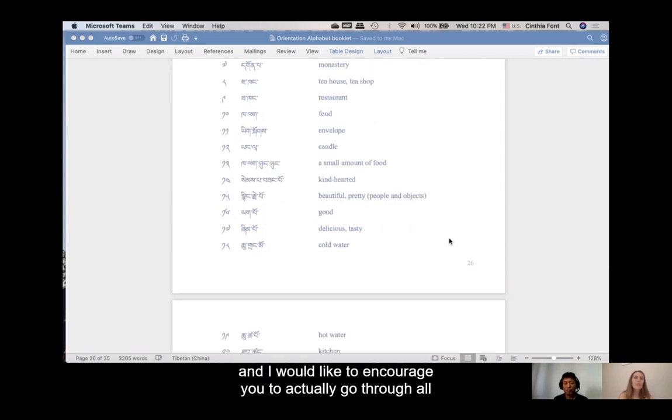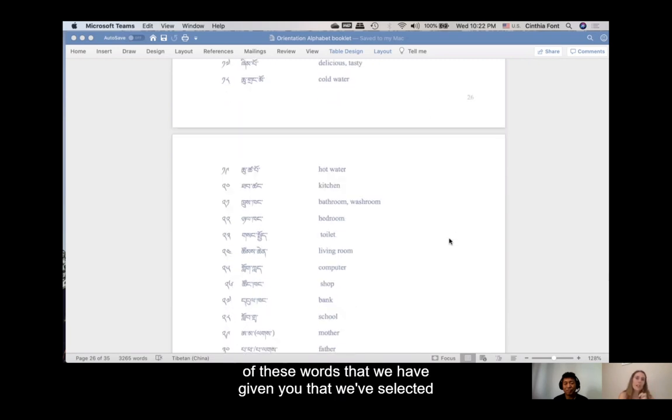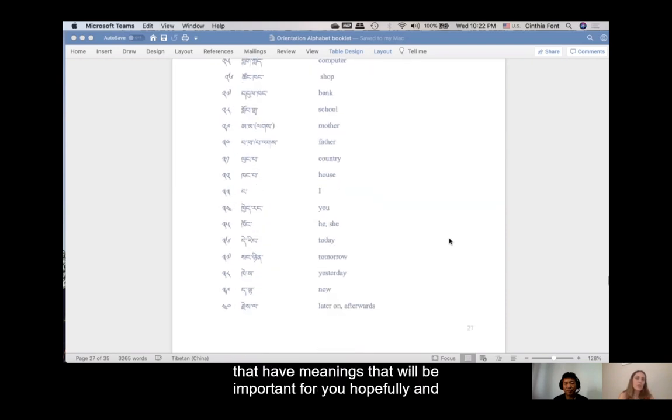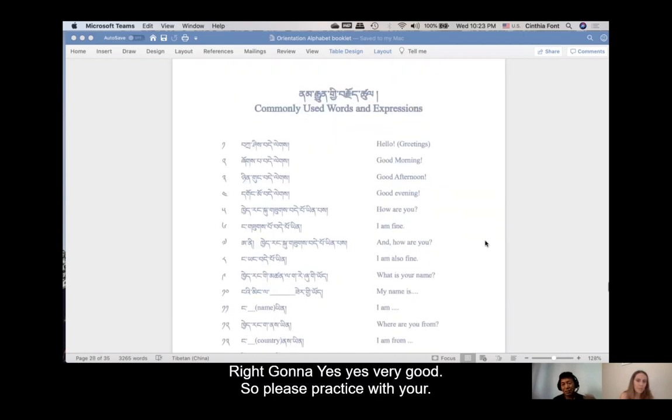Then Genla and I would like to encourage you to go through all of these words that we have selected, that have meanings that will be important and useful for you, hopefully. So that you can train spelling each one of them very patiently and carefully with your assistant language instructor, so that you can really hear the spelling aloud and the end result, and then you'll put into practice everything that we have taught you. Right, Genla? Yes, yes. Very good.